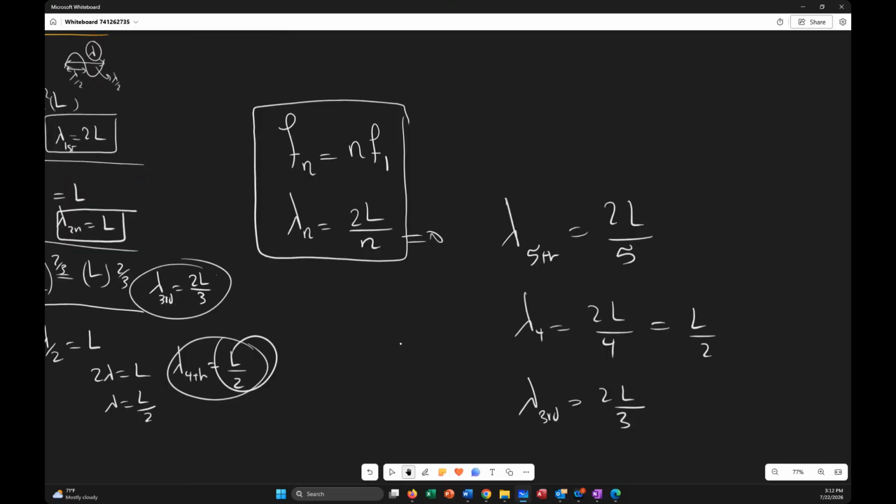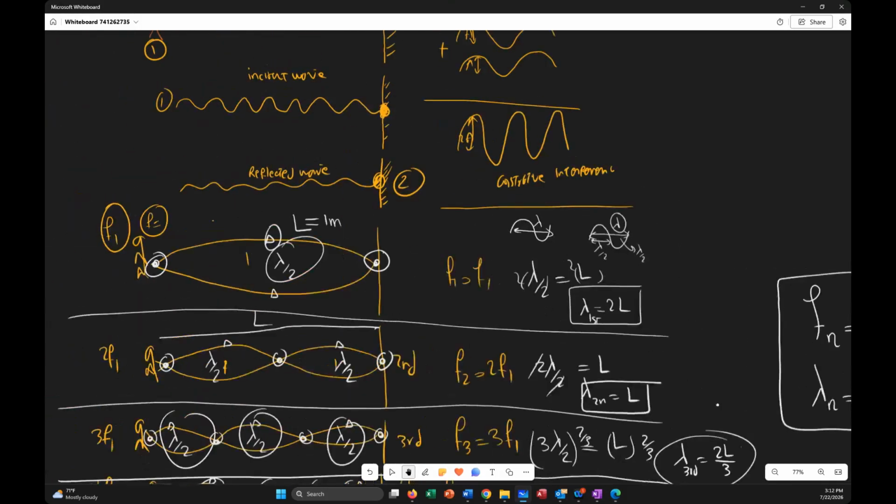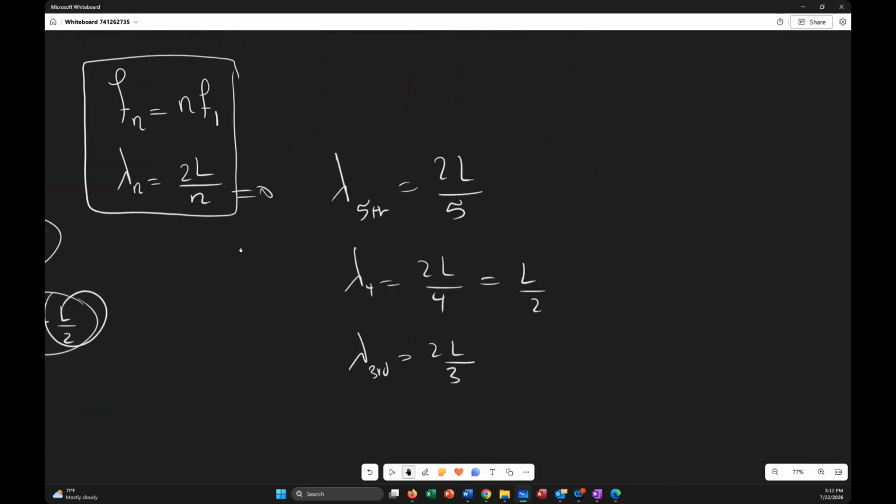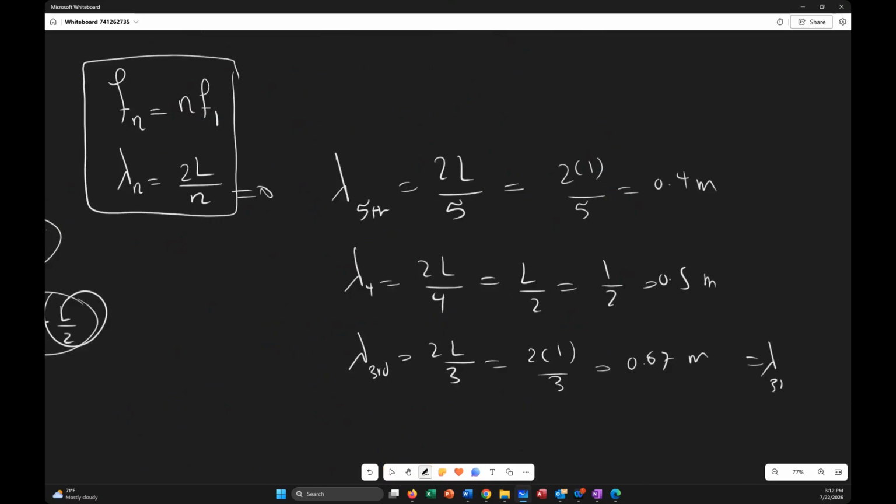If you remember, we just said that the length of the string was 1 meter, yes? If it is 1 meter, you just need to plug in 1 for L. So 1 over 2 is going to be 0.5 meter, the wavelength of the fourth harmonic. The wavelength of the fifth harmonic is going to be 2 times 1 divided by 5, which is 0.4 meter. And then 2 times 1 divided by 3 is going to be almost 0.67 meter, the wavelength of the third harmonic.